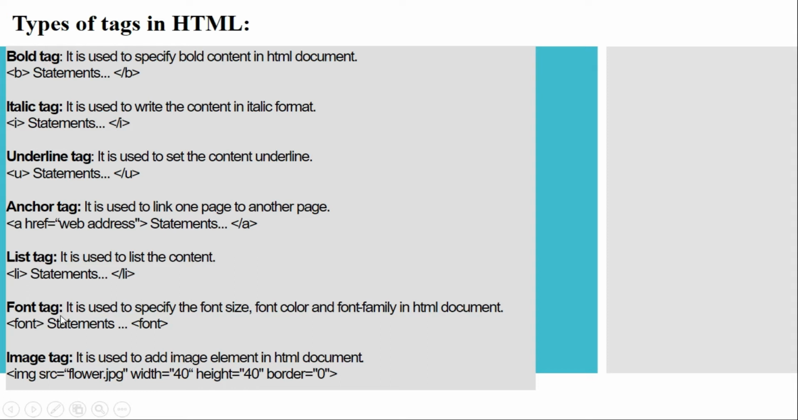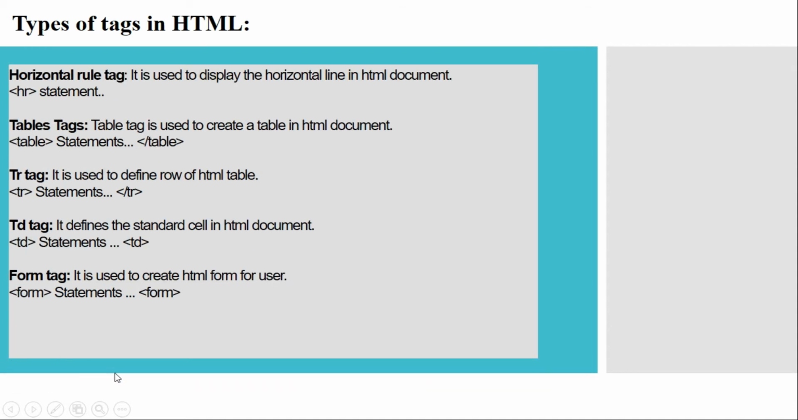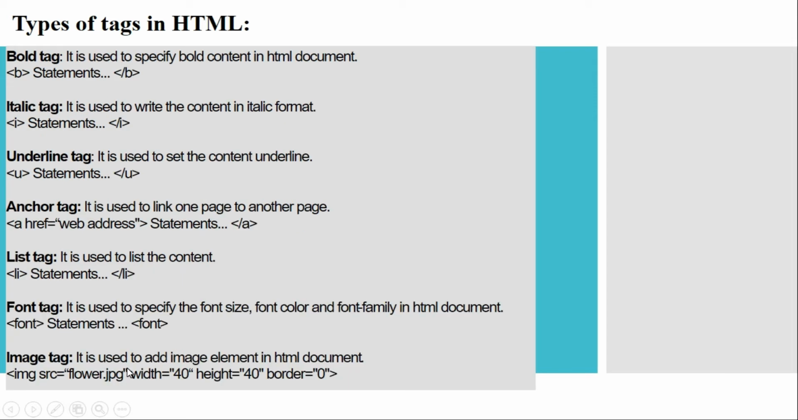Okay. Font tag. It is used to specify the font size, font color and font family in an HTML document. We cannot use the font tag alone. With the font tag we have to use some attributes like font size, font color, etc. Image tag. It is used to add an image element in an HTML document. So src and all these are the attributes of the image tag.